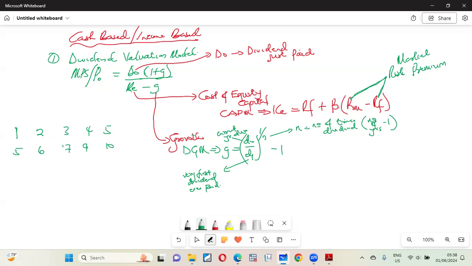Now, can you identify D0 and D1 in this one? This is the years, and these are the dividends. Can somebody identify D0 and D1? We are trying to find growth. Anybody?